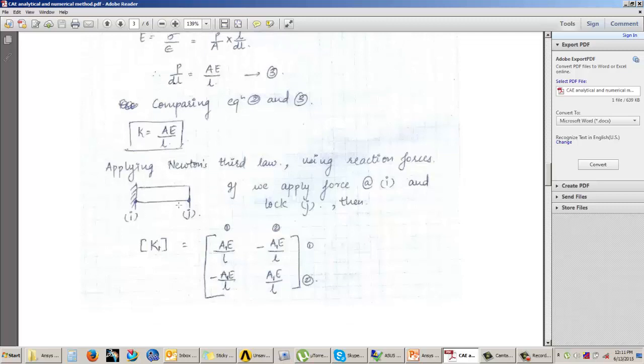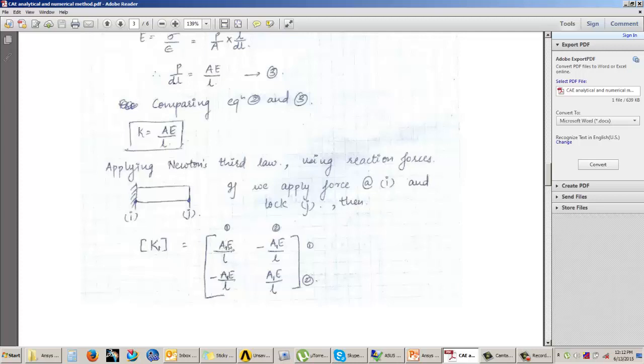If we apply Newton's third law of the reaction forces for the first bar, we will apply force at I and we will lock J. That means I will be applying a force over here at the I node and we will lock the J node. If we do that, we will get a stiffness equation, K1. I am writing K1 because we are considering the first part, and we are writing a stiffness matrix equation for the first step bar.